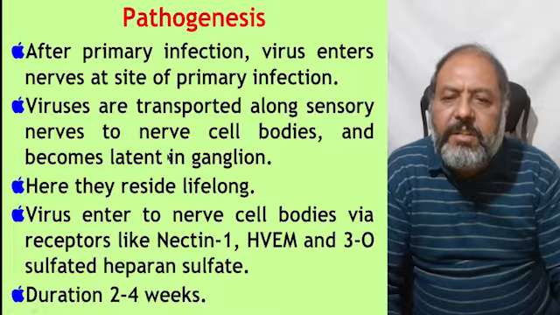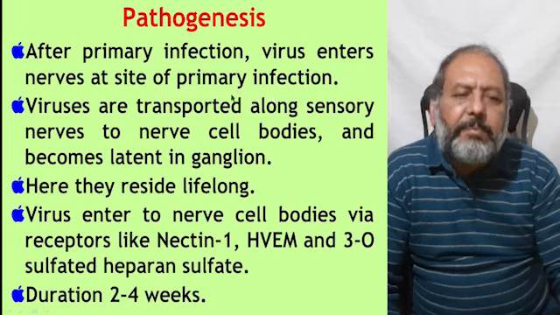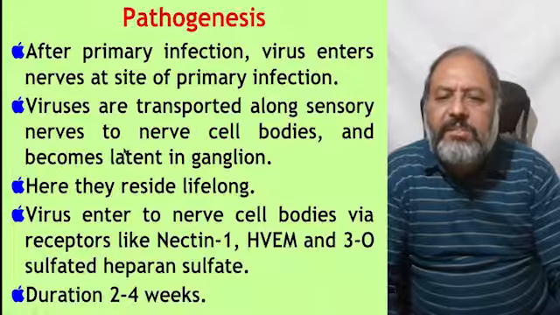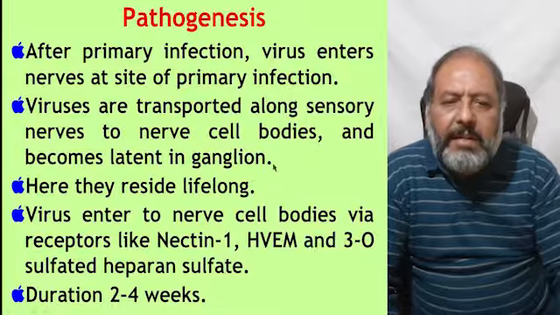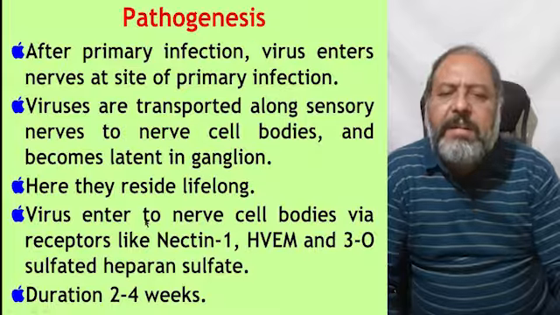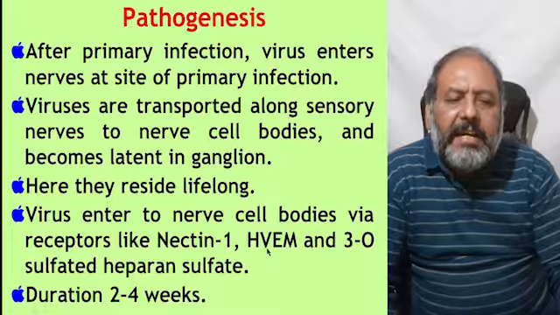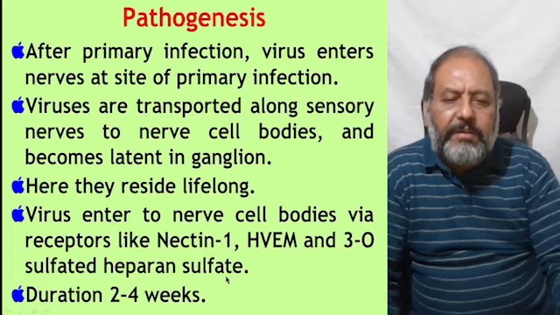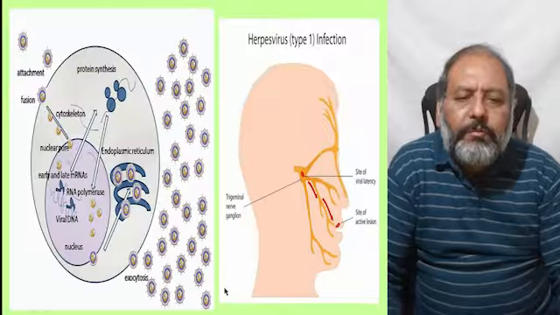Now, the pathogenesis: after the primary infection, the virus enters nerves at the site of the primary infection. Viruses are transported along the sensory nerve to the nerve cell bodies and become latent in the ganglion. And here they reside lifelong. The virus enters the nerve cell bodies via receptors like nectin-1, HVEM, and 3-O-sulfated heparan sulfate, which are present on the nerve cell bodies, and the duration is 2 to 4 weeks.